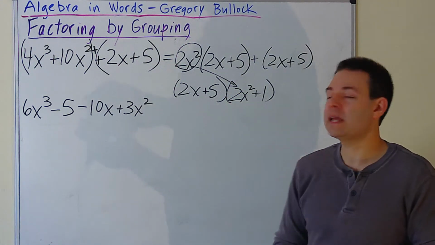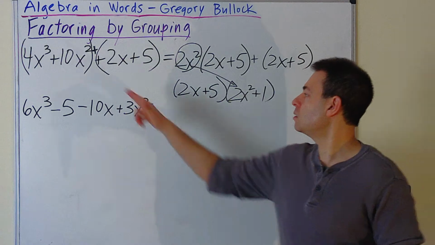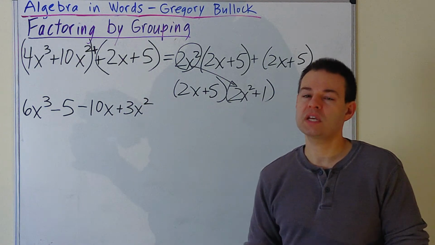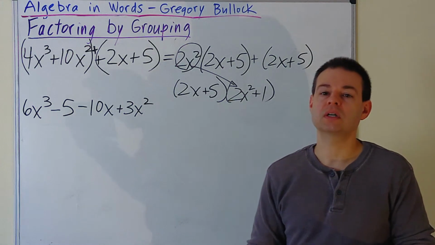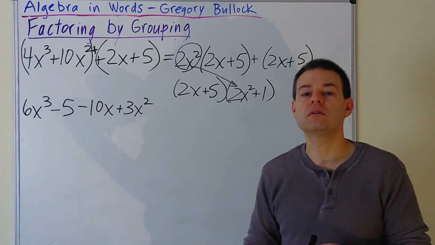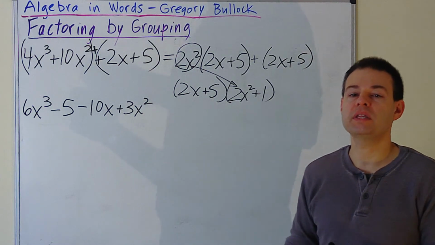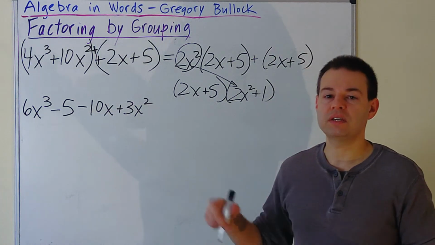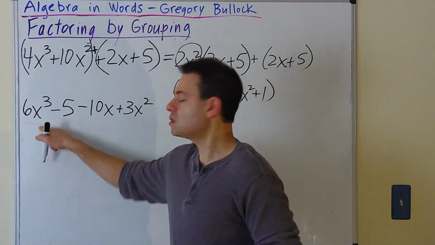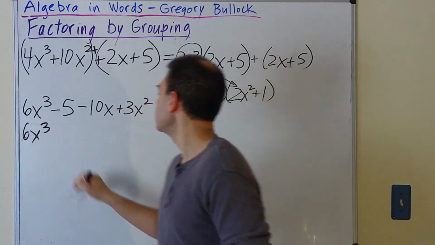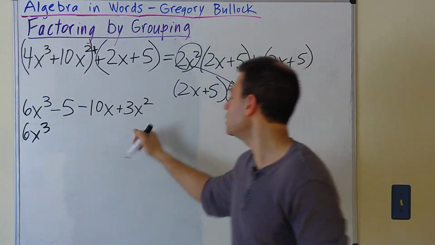Now, does that mean necessarily that if you did the parentheses around the first two terms and the last two terms, it won't work? Sometimes it will work, sometimes it won't work. I'd rather you not take the chances, though. I'd rather you always be in the habit of putting them in descending order whenever possible. So let's rearrange it into descending order. 6x cubed is already first, so let's just rewrite that. The next would be 3x squared.